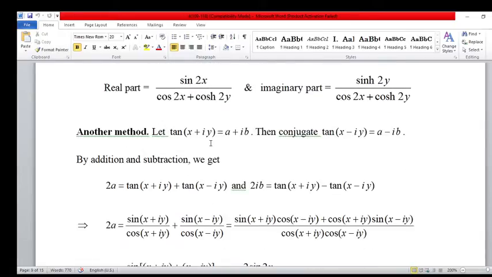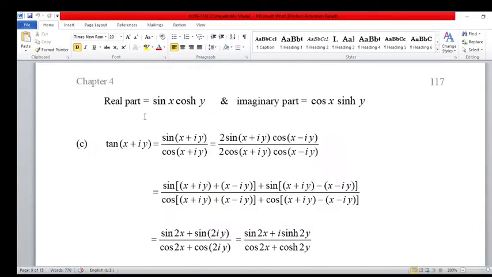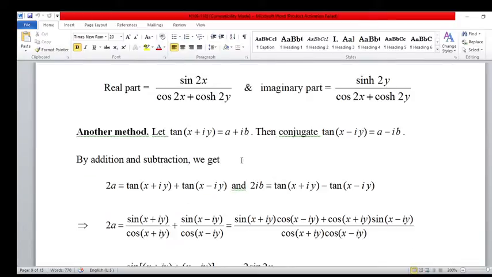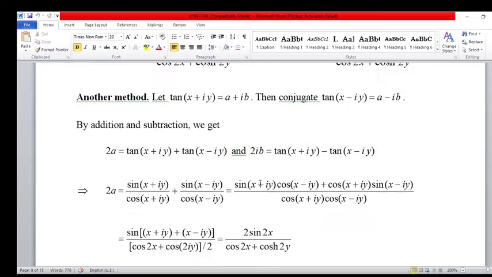This is another method, and this method is most important. Let tan(x+iy) equal a+ib, a complex number, and its conjugate tan(x-iy) equal a-ib. Now adding: adding left and right hand sides, we get 2a, since the ib terms cancel, equal to tan(x+iy) plus tan(x-iy). And now subtracting, 2ib is equal to tan(x+iy) minus tan(x-iy).